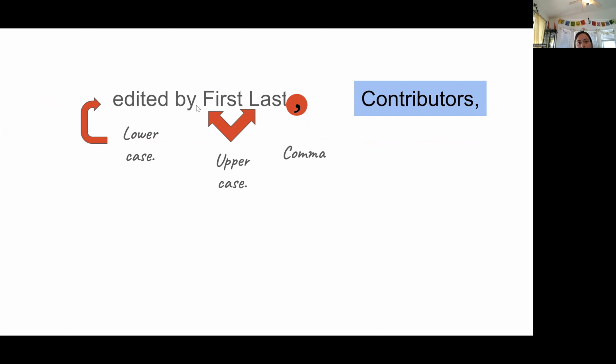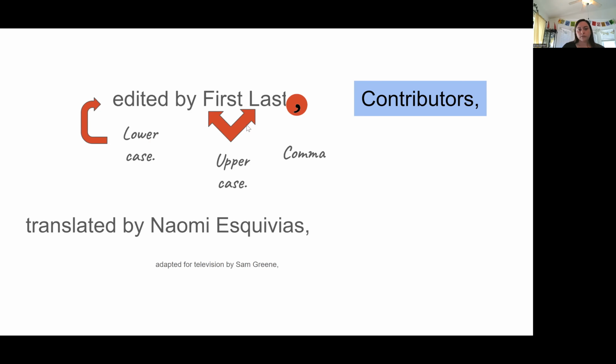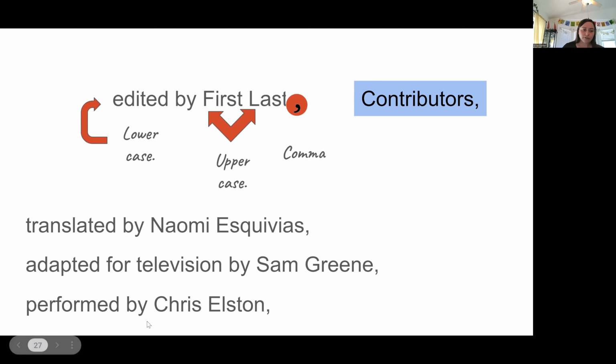The way that this looks in your citation is that you actually go ahead and give us the full verb of what they did. So let's say this is our editor. It was edited by, so we have a lowercase e and then by. Then we have first, last, comma, and our first letters are capitalized. So the biggest thing here is figuring out the right verbs to describe what they've done. Translated by this person, adapted for television by this person, performed by this person.